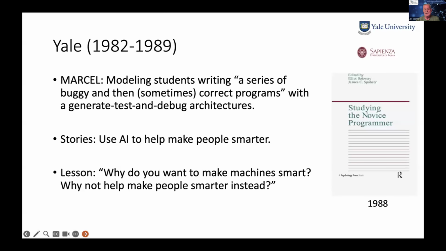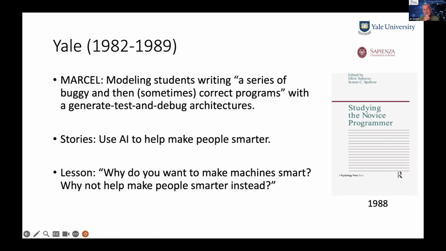Elliot Soloway, Roger Shank, Drew McDermott, some of the pioneers in AI for education, in fact. And what we worked on, and we'll get to this, is the model I developed for student programming was based on a generate, test, and debug model, which I think is needed for dealing with hallucinations. So I'll get into that in a minute.